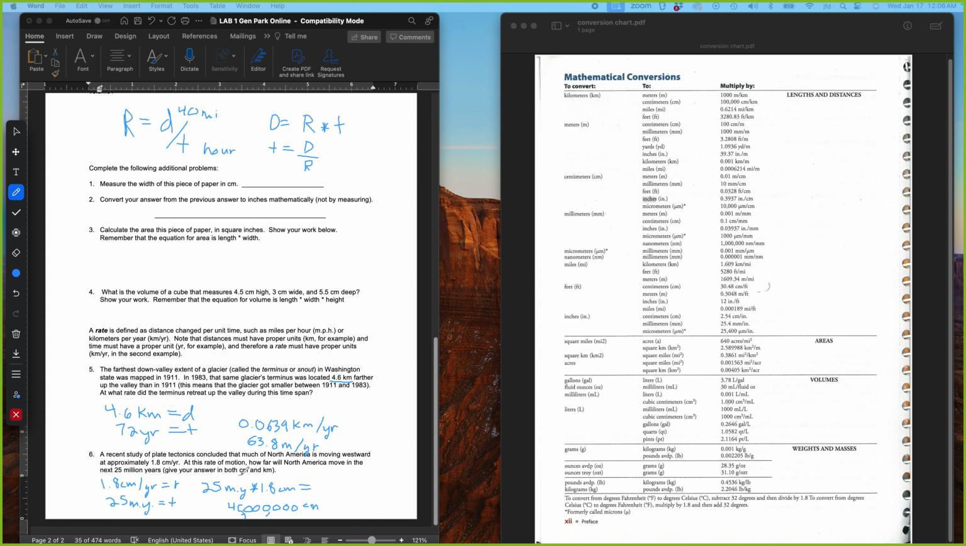I gave you guys the answer in centimeters here. I want you to figure it out in kilometers. Don't forget to include kilometers in your answer. And that's all you got to do for the first worksheet here, okay?